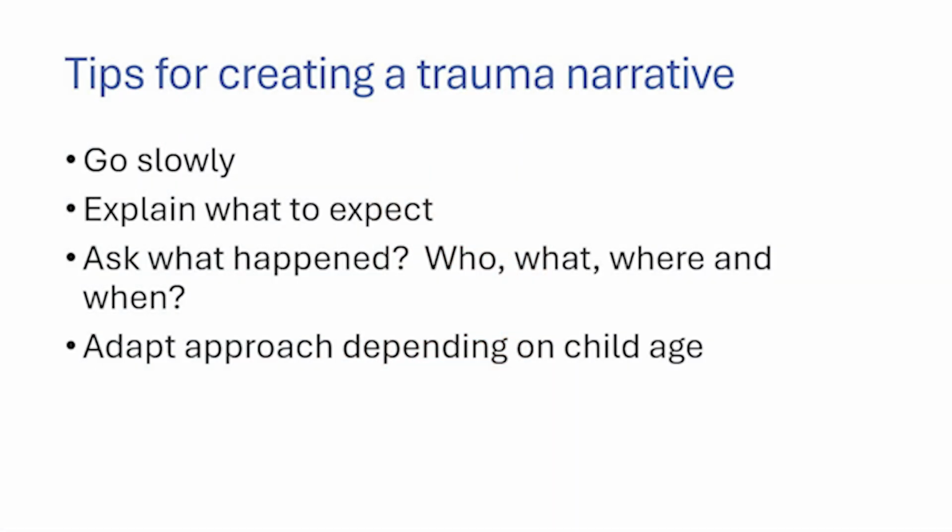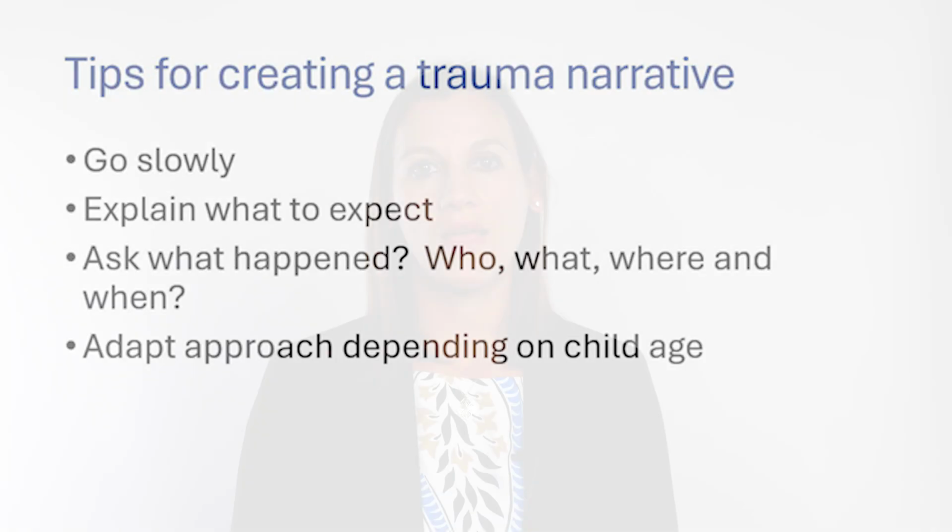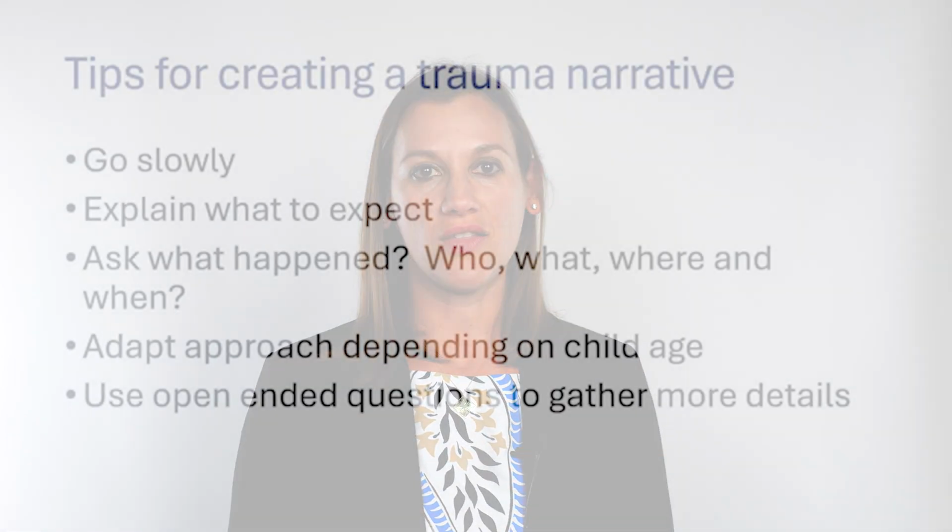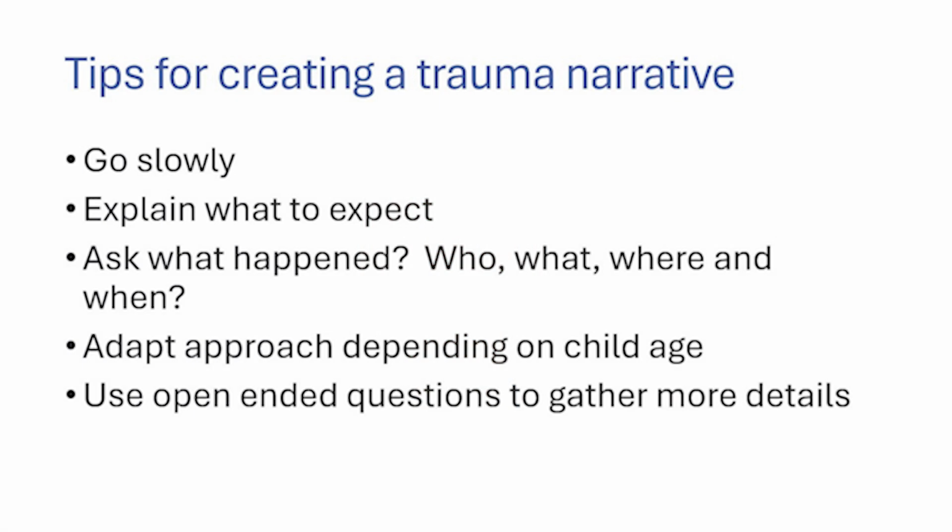Older youth may share the story verbally, with the provider taking notes, and write out the narrative in story form. Younger children may use pictures or play to describe what happened. After initial development, you should continue refining the narrative by using open-ended questions to gather more details about what happened, such as what were the child's thoughts and feelings and how they responded to the event.